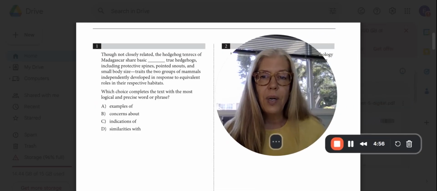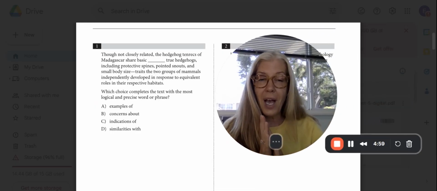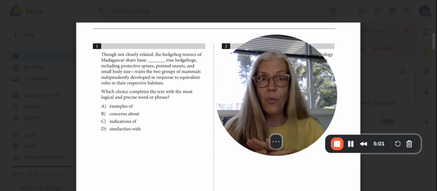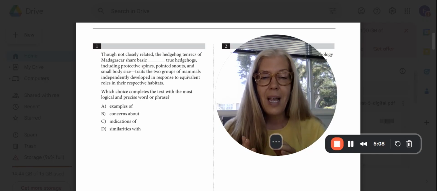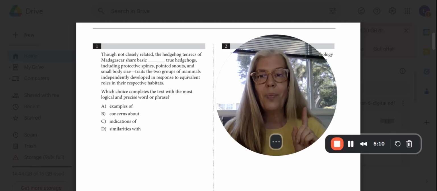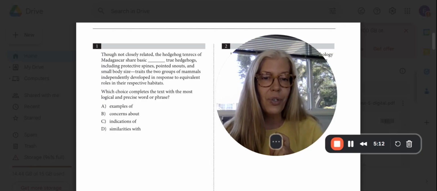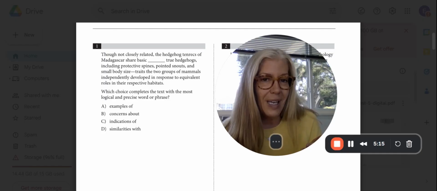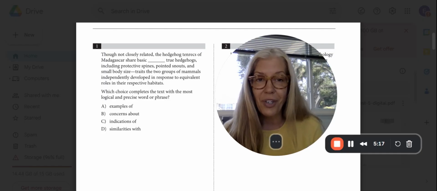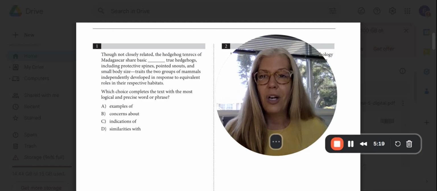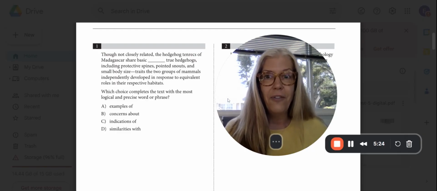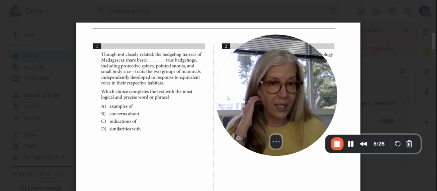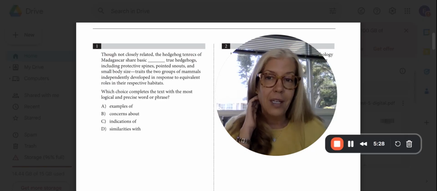I'm going to take us through and show you not only the strategy that I want you to use as you get through these sentence completions, but I'm also going to introduce you to some of the grammar that you absolutely need to know to do well on the grammar section later. So let's get started. I am a big proponent of not looking at the choices before you read the text.